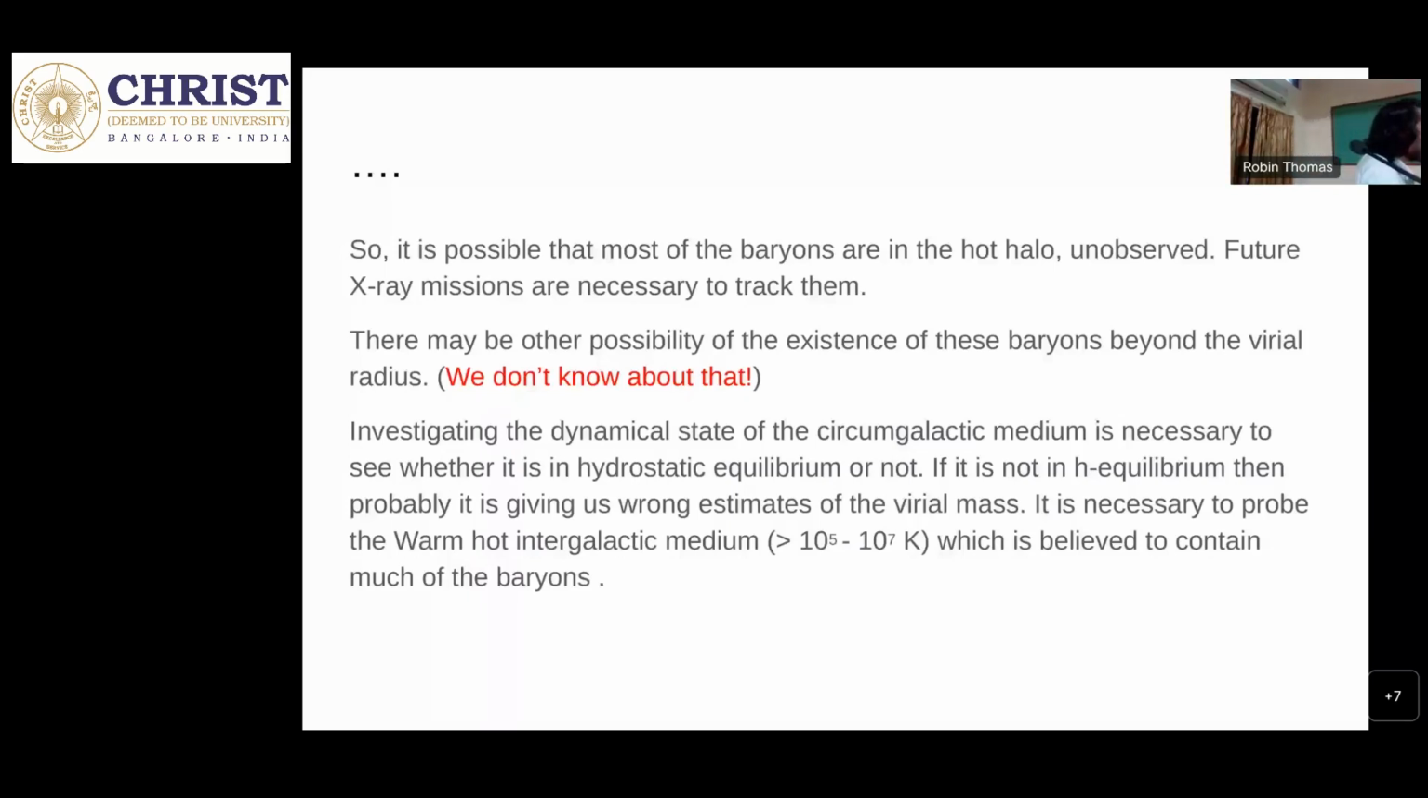There were other propositions, like probing the warm-hot intergalactic medium, WHIM, with a temperature ranging from 10 to the 5 to 10 to the 7 K, which is believed to contain much of the baryons. Theory tells us that it is probably there, from studying galaxy clusters and all. Also, I think there is another theory called modified Newtonian dynamics, which can probably take into account the baryon deficiency, but we don't know how exactly it works.